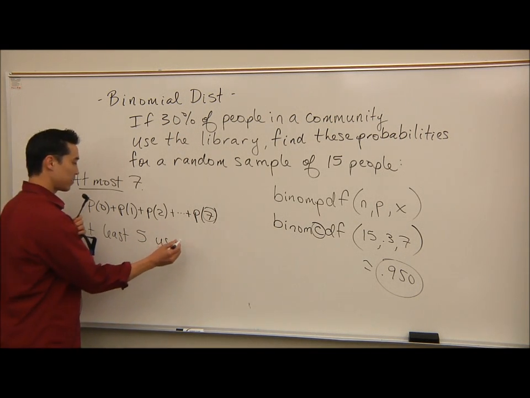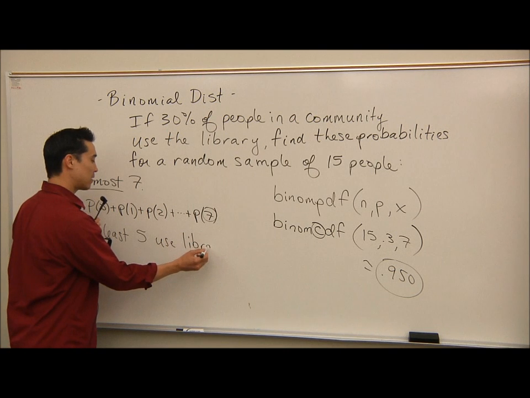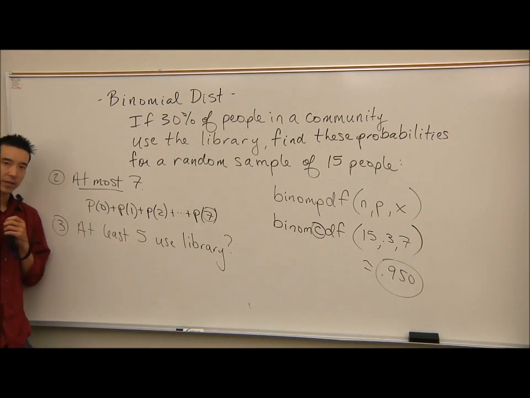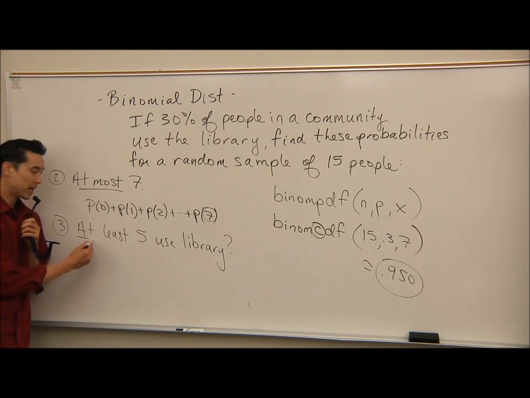At least 5, use a library. So now we have to form a strategy. I've given you one key that will give you exactly, and one key that will give you 0 up to whatever number. All right? What is at least 5?